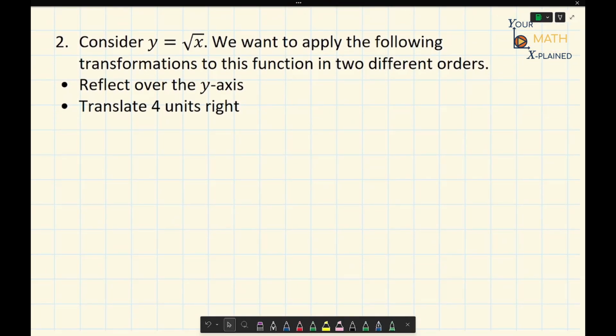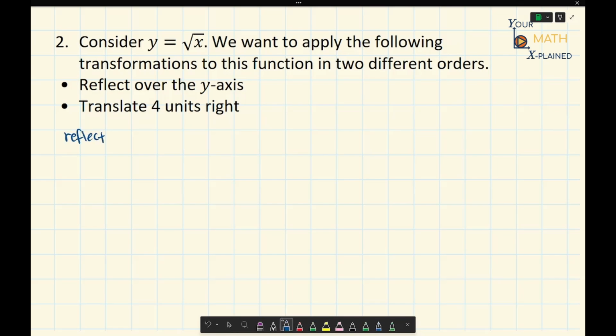So for this problem, we have our function y is equal to square root of x. And we want to apply the following transformations to this function, but in 2 different orders. So meaning, part 1, we're going to reflect over the y-axis and then translate 4 units to the right. And then we're going to apply the same 2 transformations, but we're going to flip the order. So meaning we're going to translate 4 units to the right first, and then reflect over the y-axis.